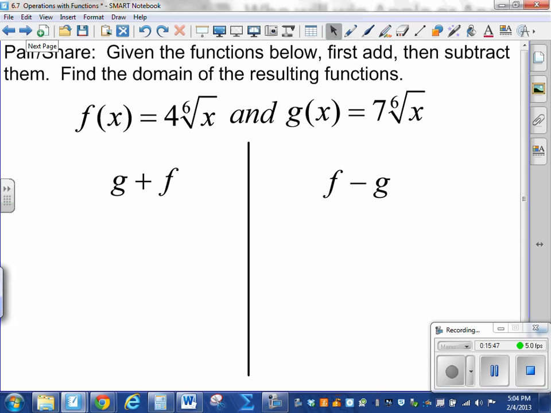We'll see. All right, so this is a U-try, pair share. Given the function below, first add, then subtract, find the domain of the resulting functions.